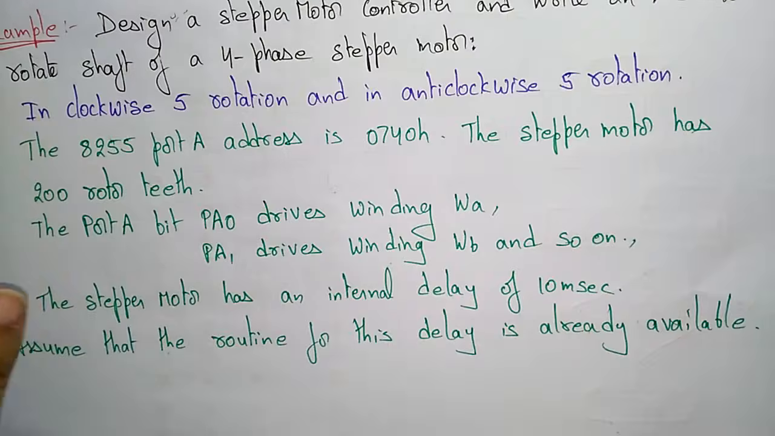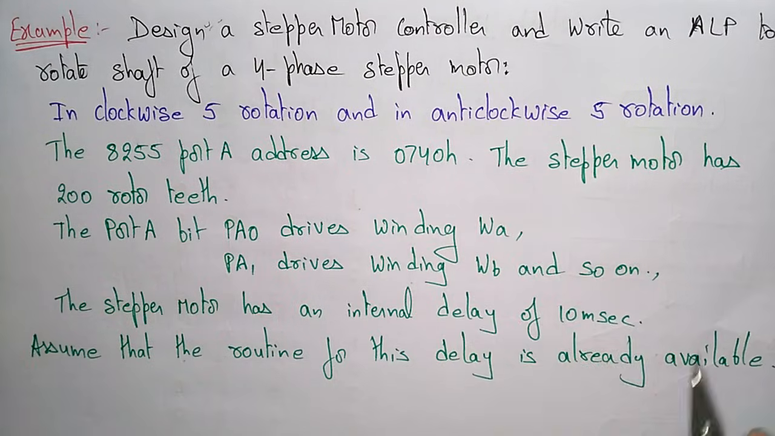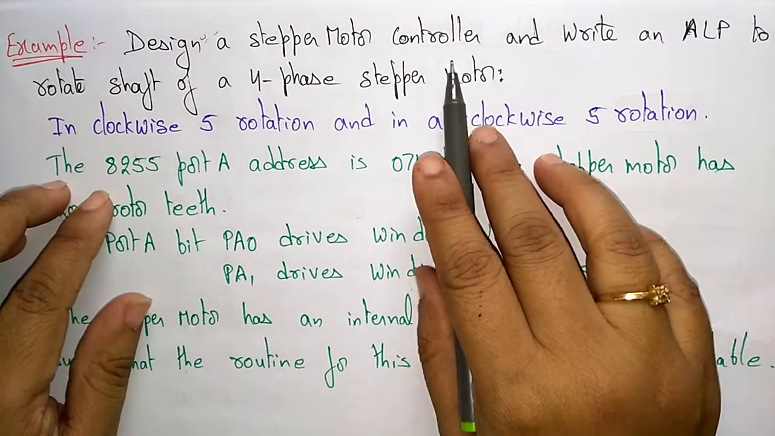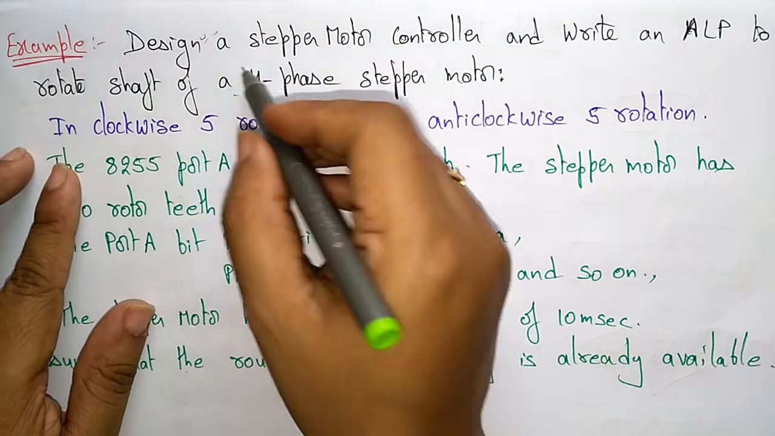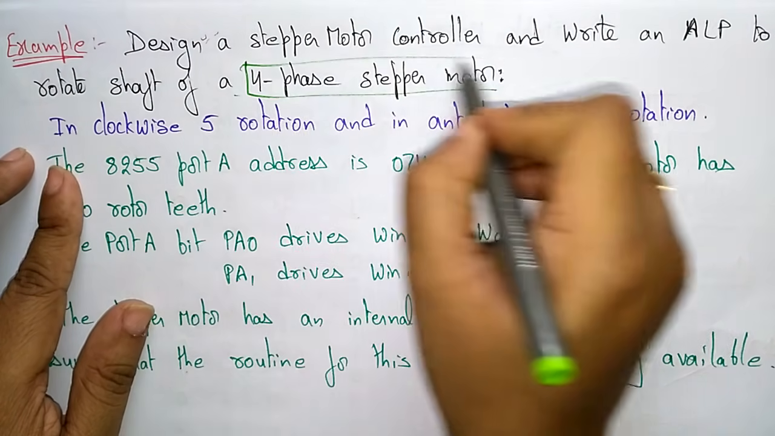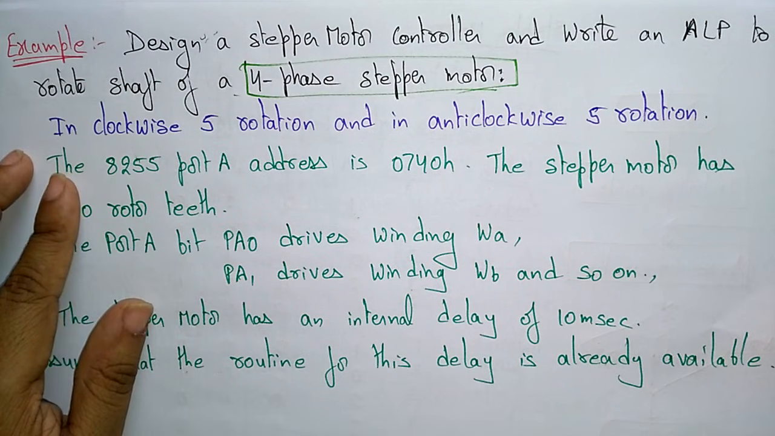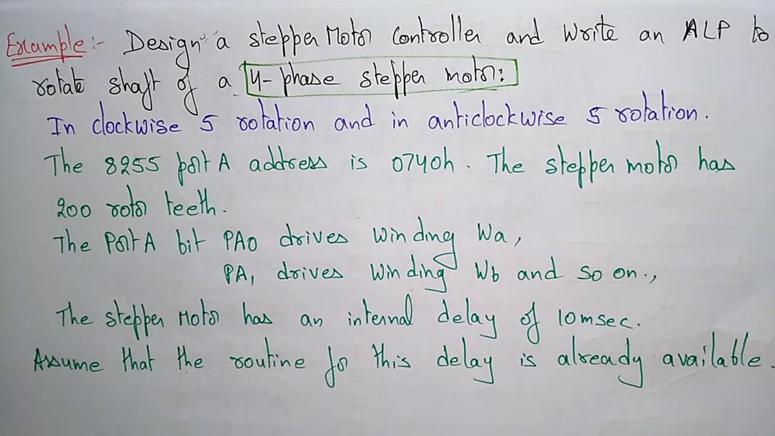And this is an example. Let us see the example of designing a stepper motor controller and writing an ALP to rotate the shaft of a 4-phase stepper motor. So we are taking a 4-phase stepper motor. Okay, so what are the specifications for this stepper motor? To design anything, first we need the specifications.